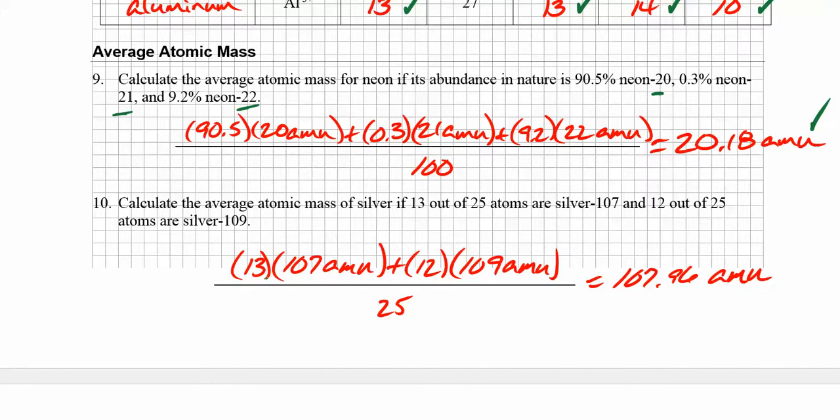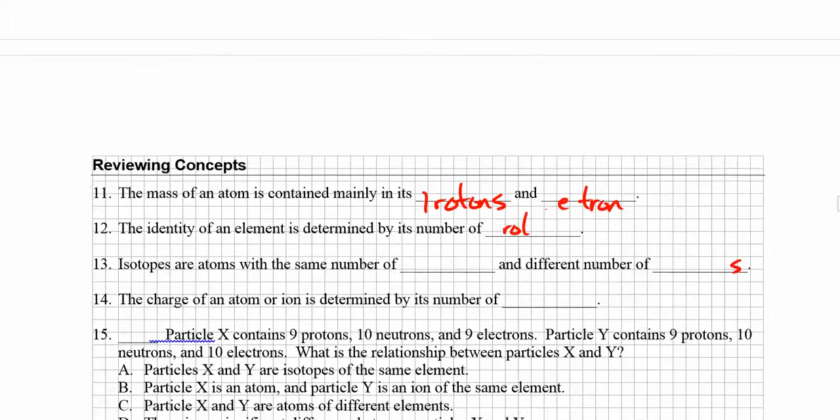So what I can do is say 13 times 107 AMU, that's for the first isotope of silver, plus 12 times 109 AMU, that's for the second isotope of silver, divided by the 25 total, that's 13 plus 12. That will give me the average atomic mass, or the atomic weight, for silver, the weighted average of the silver atoms. So that's 107.96 atomic mass units. Let's take a look at the next one.